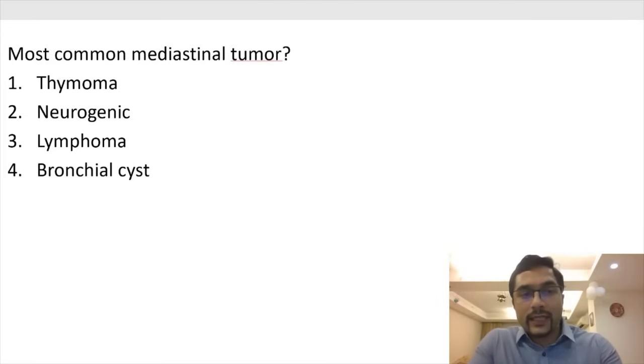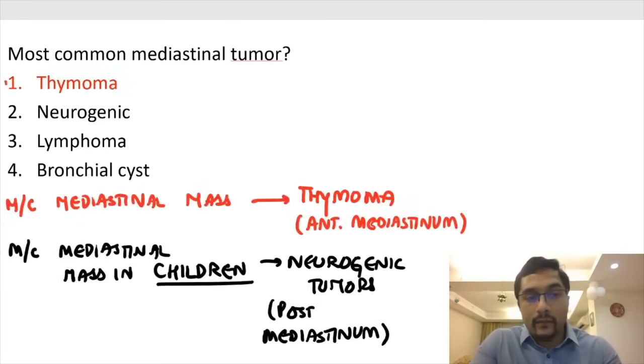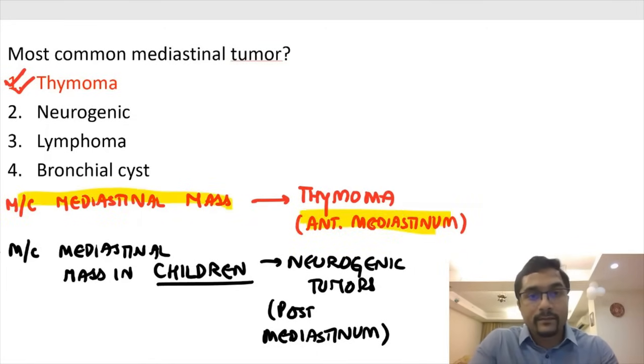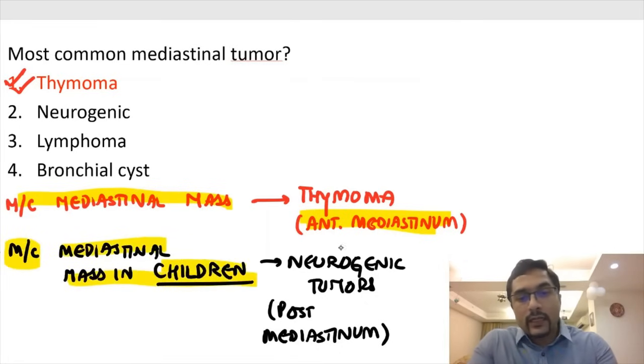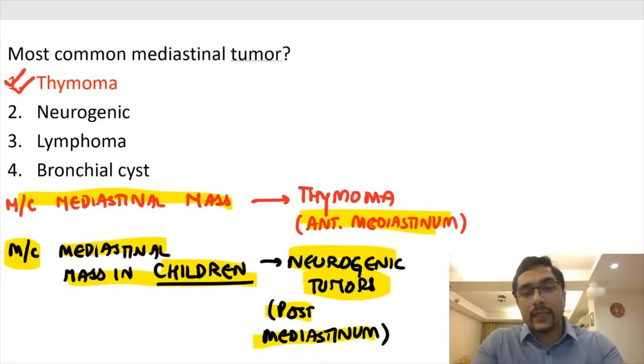Another very common question asked in the exam is most common mediastinal tumor. And the correct answer here is thymoma. This has been asked many times. This is the most common mediastinal mass. It is in the anterior mediastinum. The most common mediastinal mass in children are neurogenic tumors, which are seen in the posterior mediastinum. Right, this has also been asked, so you should know these 2 points regarding mediastinal tumors.